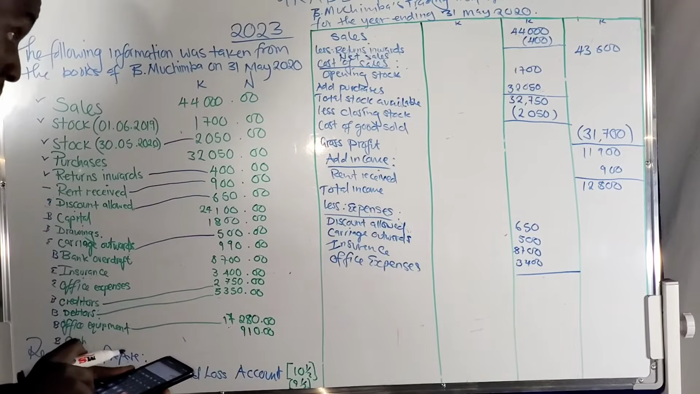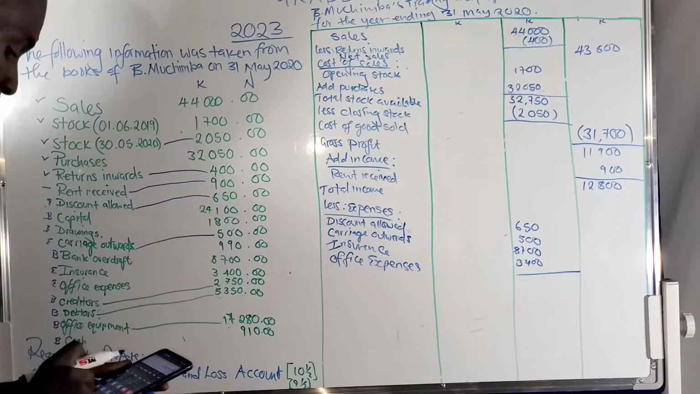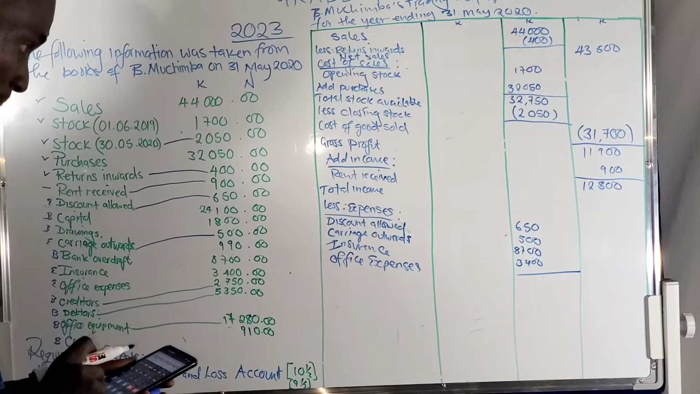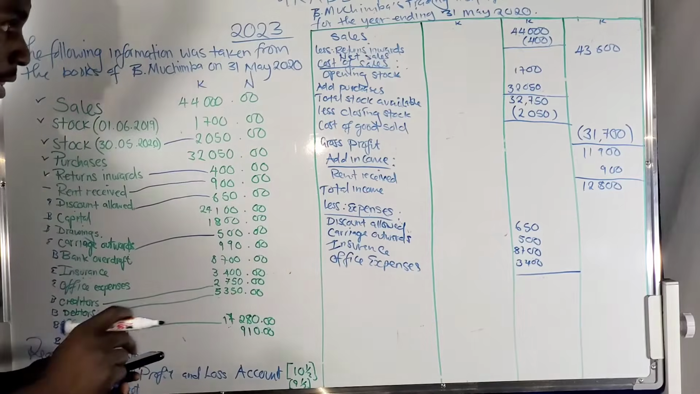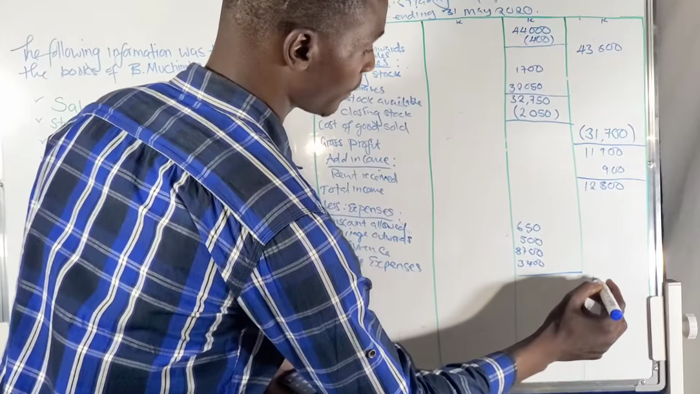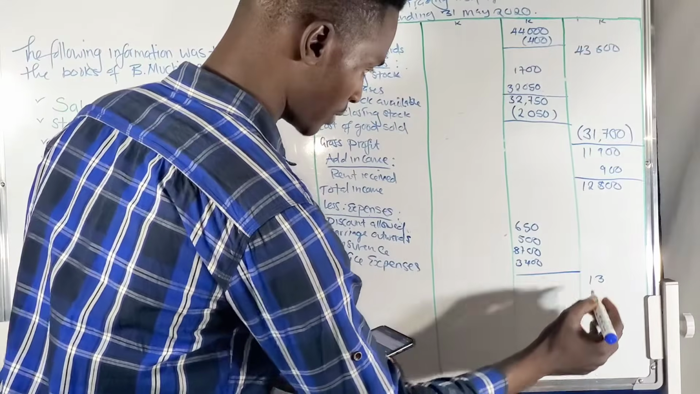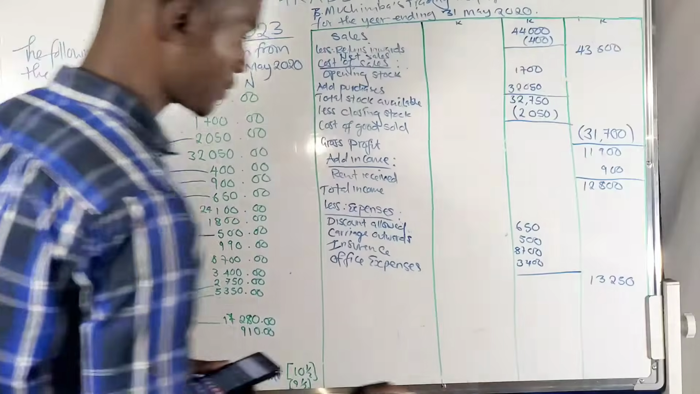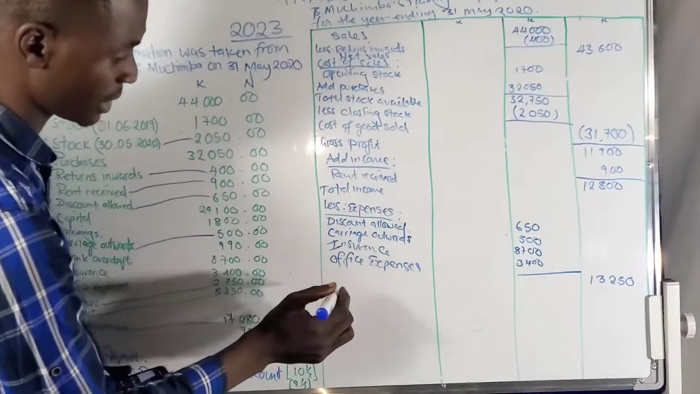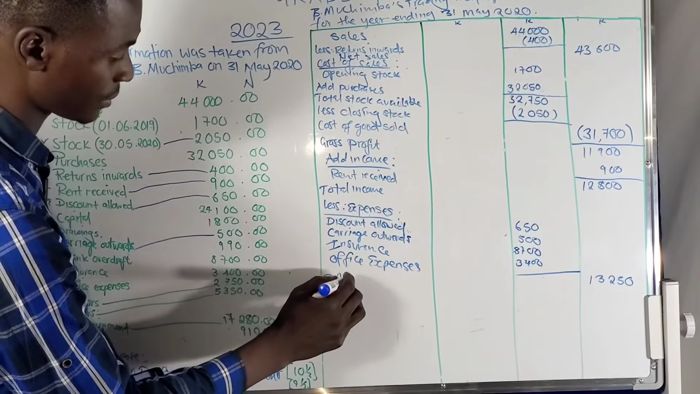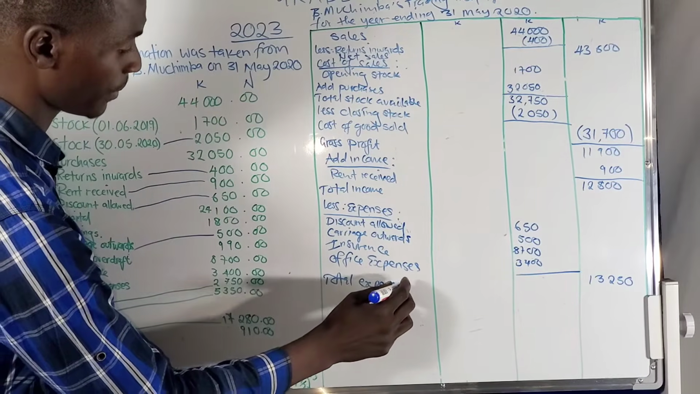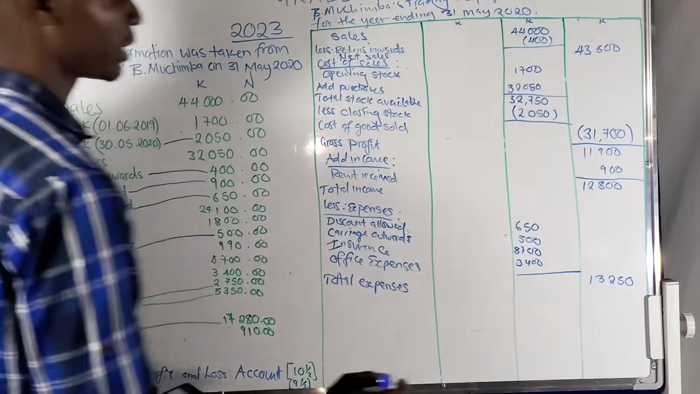So 650 plus 500 plus 8,700 plus 3,400. We're going to have 13,250. So you put it in the last column, 13,250. Since we've added expenses, this is called total expenses. All right, we are almost done.